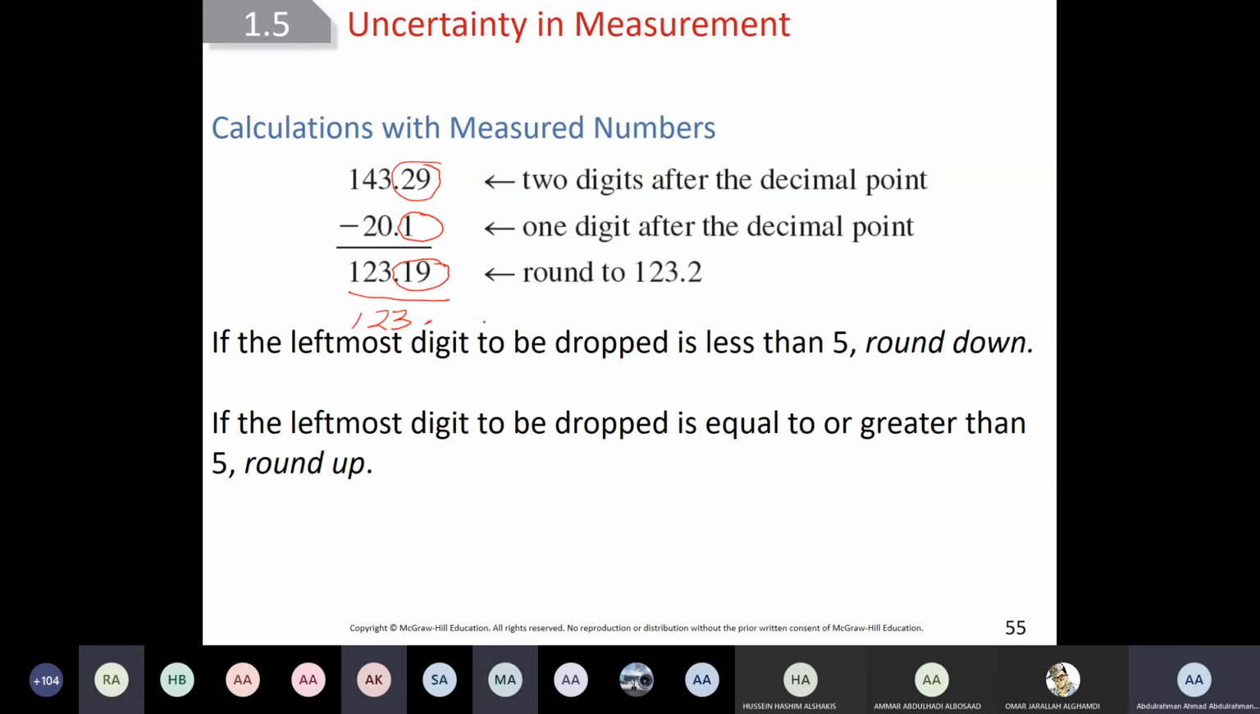1, 2, 3, point 2. Are we clear? Round it to 1. Exactly. Round the 9 to 2. Is this clear? Very good.